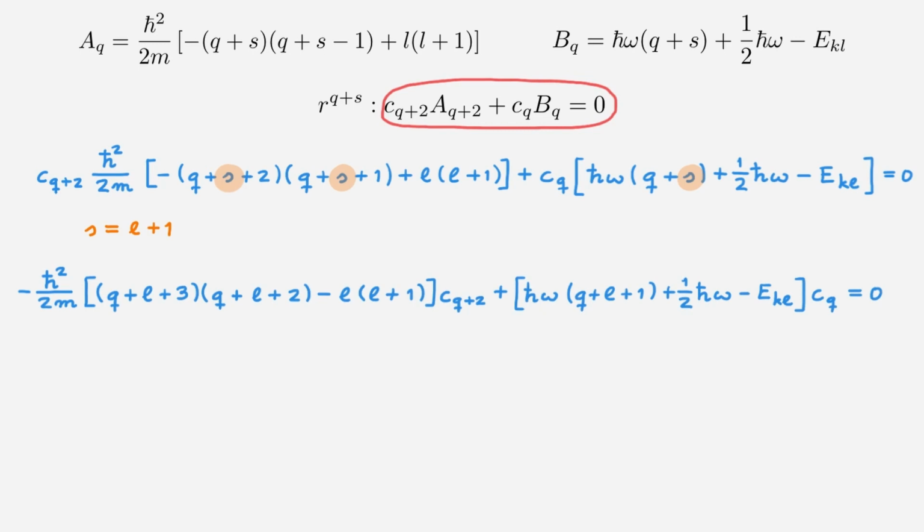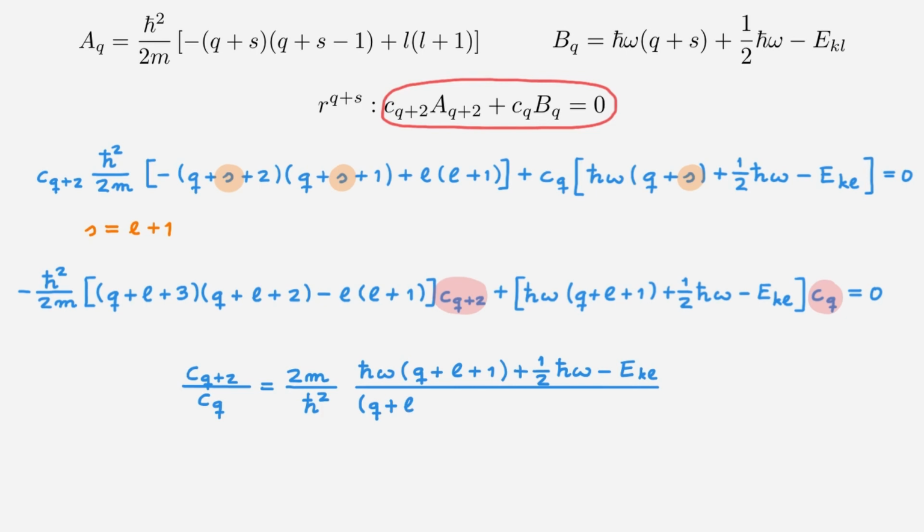In this step, I have made some trivial rearrangement of terms, so feel free to pause here to cross-check this substitution. Overall, we've ended up with a recurrence relation between C_{q+2} and C_q. And we can rearrange the terms and write it in this more conventional form, with C_{q+2} over C_q equal to this long numerator over this long denominator.